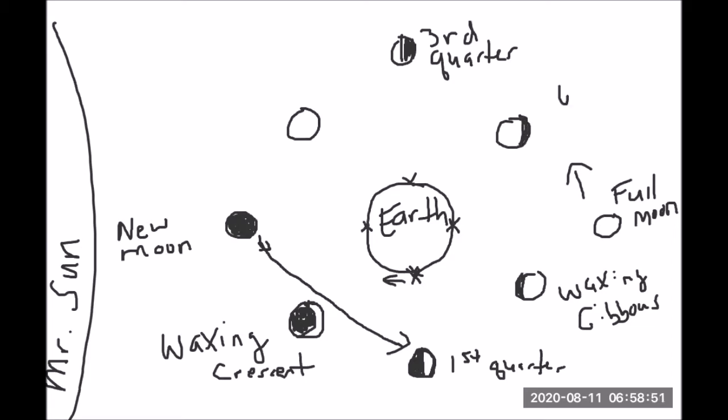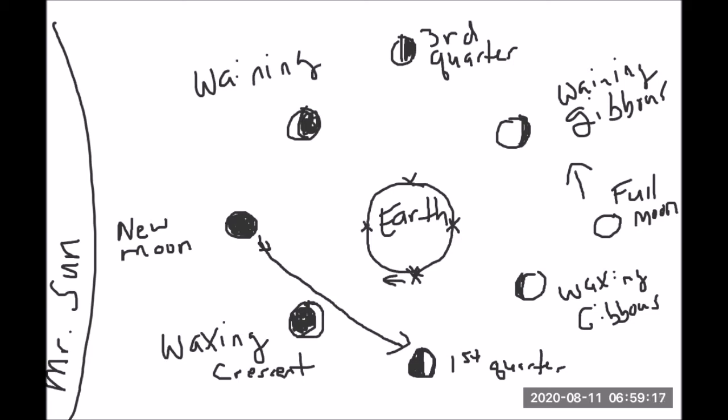And we call that waning. And it's still more than half, so it is still a gibbous. All right. Then we get over here, and it's still the left side, but instead of all of it or more than half, we have less than half. It is still waning, but it is a waning crescent.